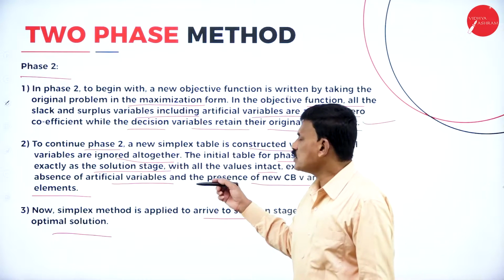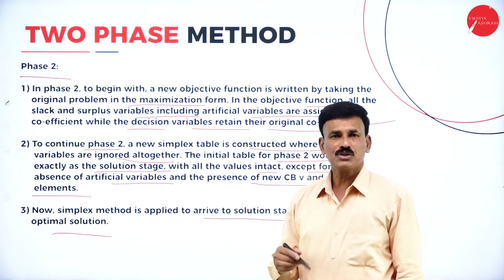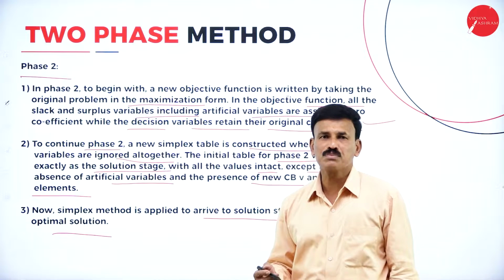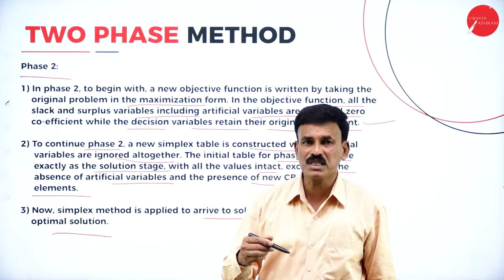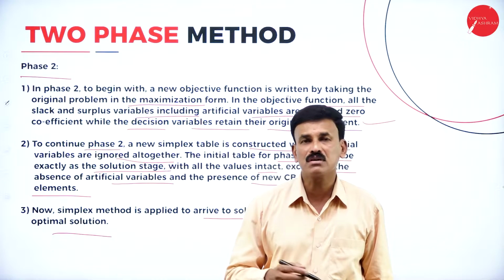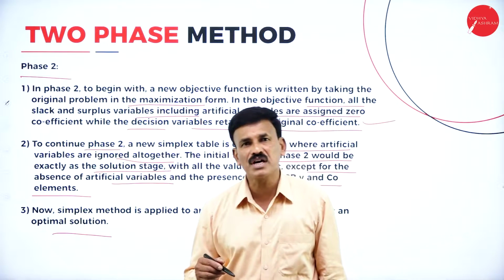So, this can be solved using the same procedure as in the simplex table. Using the simplex table procedure, we can get the optimality of the given linear programming problem. This step-by-step procedure to solve a linear programming problem is called the solution of LPP using the two-phase method.